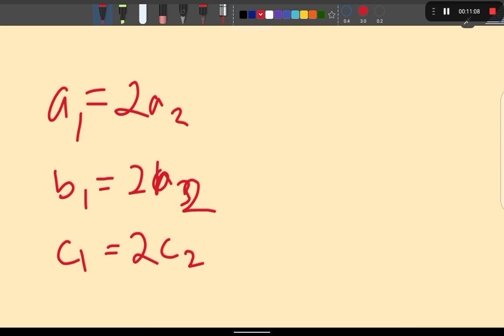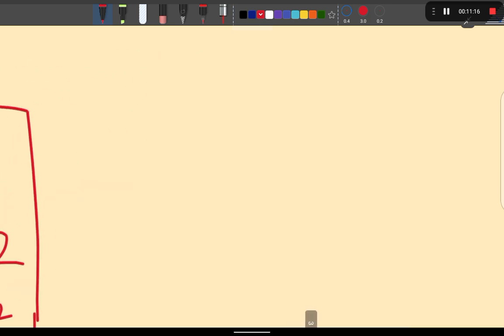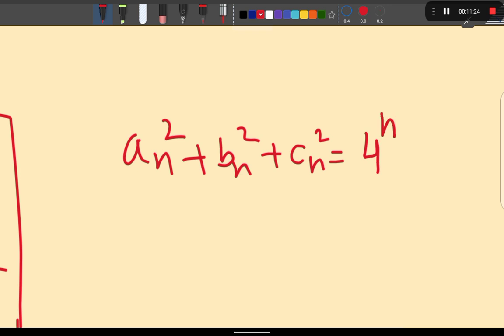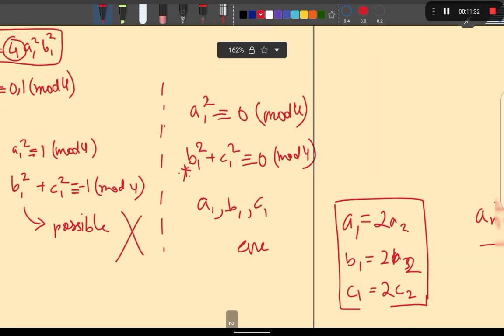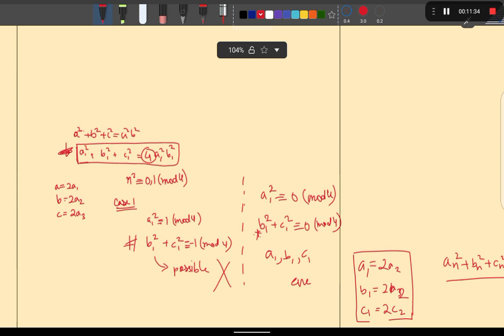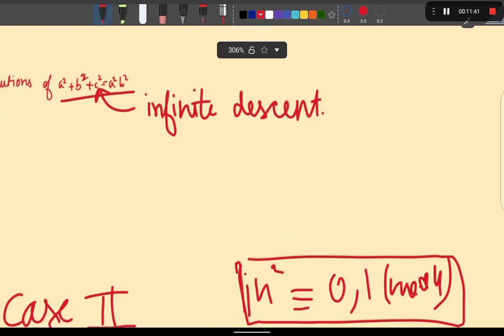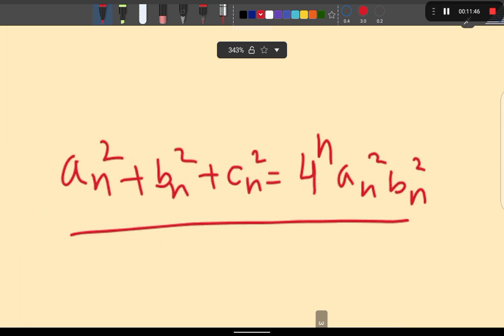So that's why this question is called infinite descent, because it just keeps going on forever and forever. So we get the final result as an square plus bn square plus cn square equal 4 to the power n times an square bn square, right? If we put n equal 2, we will get the equation we had here. If we put n equal 1, we will get the original question. So that's why it's called infinite descent. This just keeps going on infinitely.